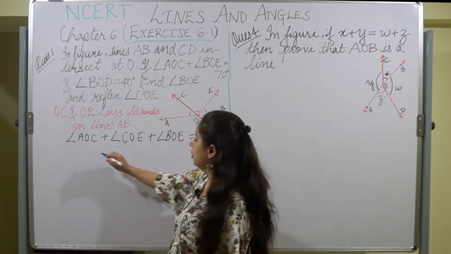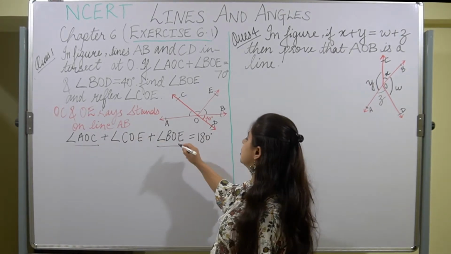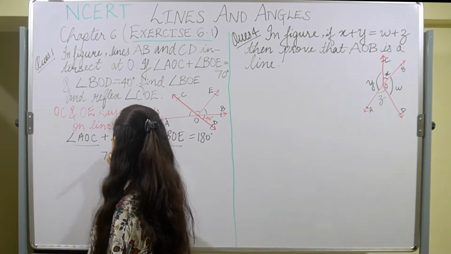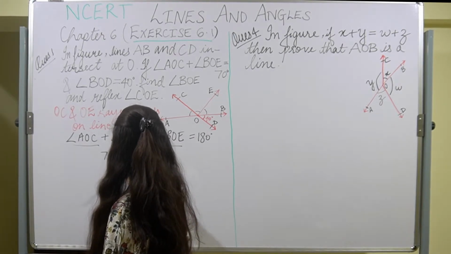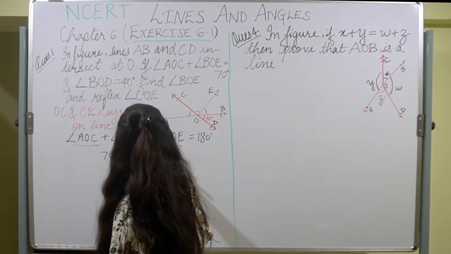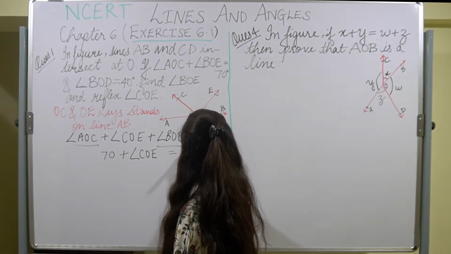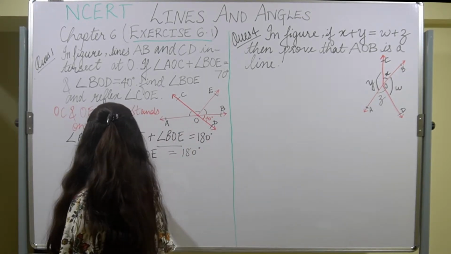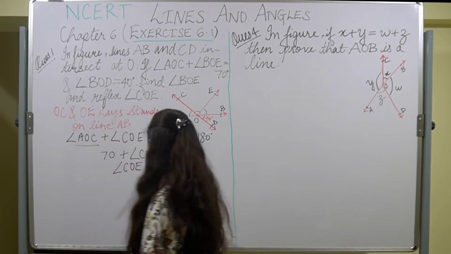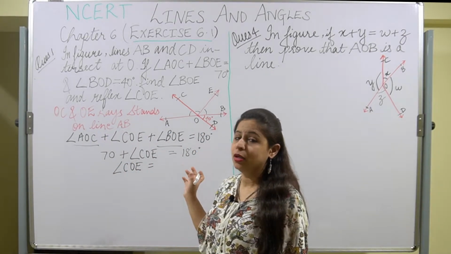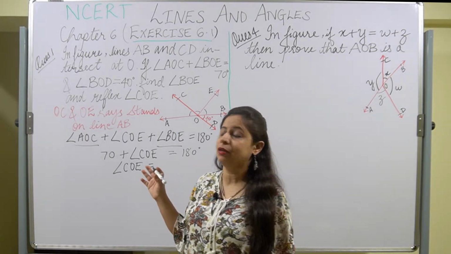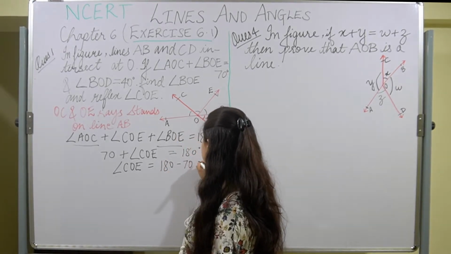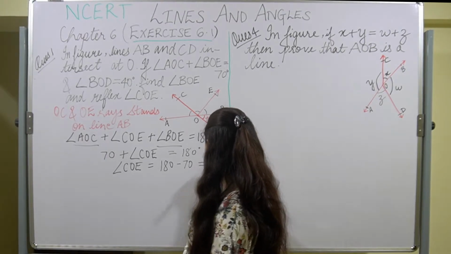Now we have been given that the sum of angle AOC and angle BOE is equal to 70 degrees, already given in the question. So we directly write 70 plus angle COE is equal to 180 degrees. When 70 goes to the other side it changes its sign and becomes negative. So angle COE is 180 degrees minus 70 degrees, which is equal to 110 degrees.